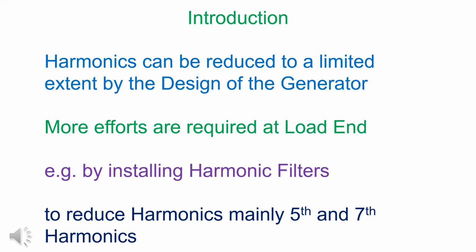Harmonic can be reduced to a limited extent at the generator end. More efforts are required at the load end, say by installing harmonic filters. Harmonic filters need not be broadband. These may be suitable to reduce fifth and seventh harmonic only.